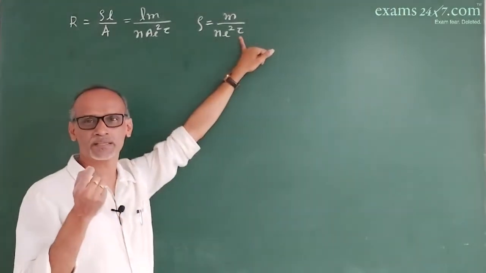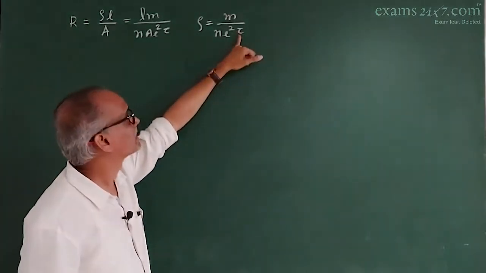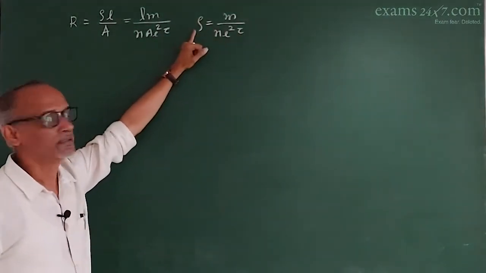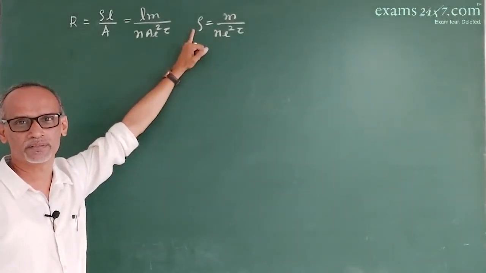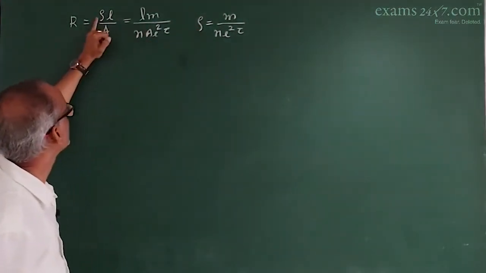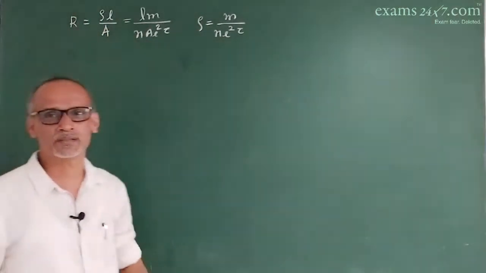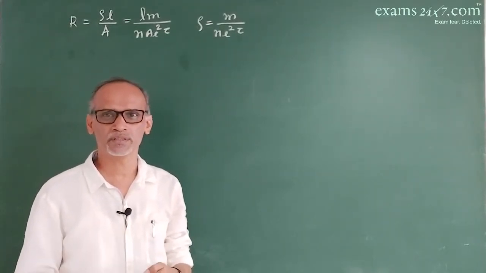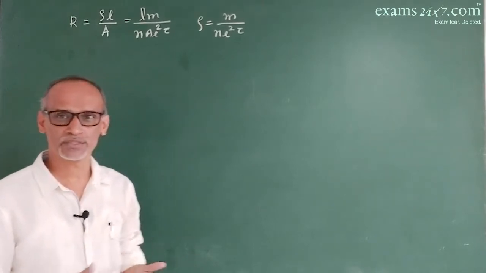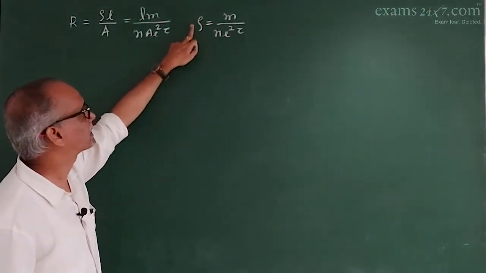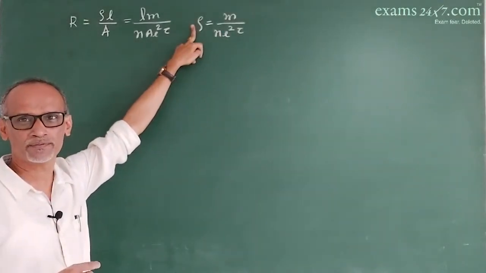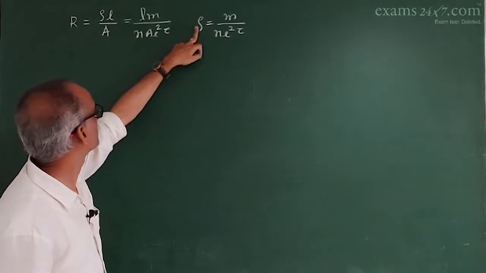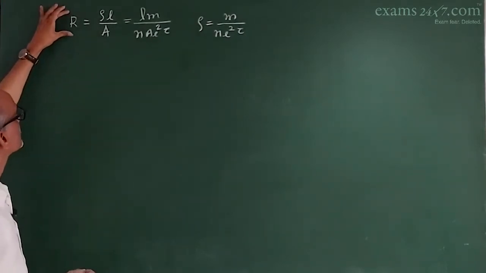If the temperature is increased, then the relaxation time also increases. That decreases the resistivity, and decrease in resistivity decreases the resistance. This is how the resistance decreases with increase in temperature. With the increase in temperature, drift velocity and the relaxation time increase, that will decrease the resistivity. So resistivity of a material, and then the resistance here.